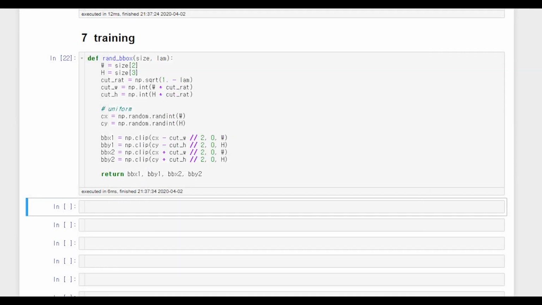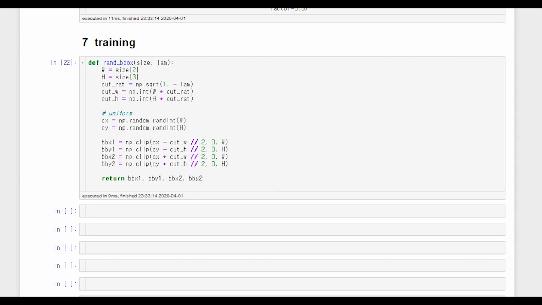This code creates patches. Within a given size of image, a patch is generated randomly, and the positions of this patch, that is, the x, y indexes, are returned. The patch location is chosen uniformly randomly. The width and height of the patch are obtained by multiplying the width and height of the given image by the lambda taken from the beta distribution.